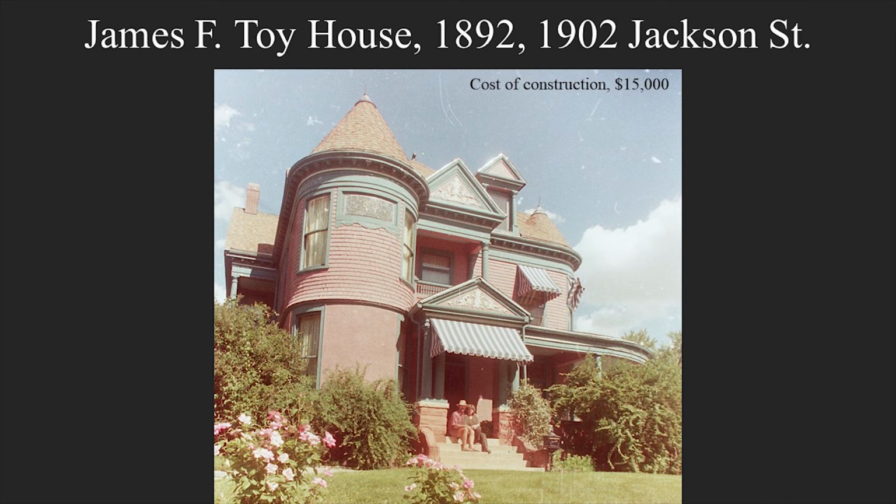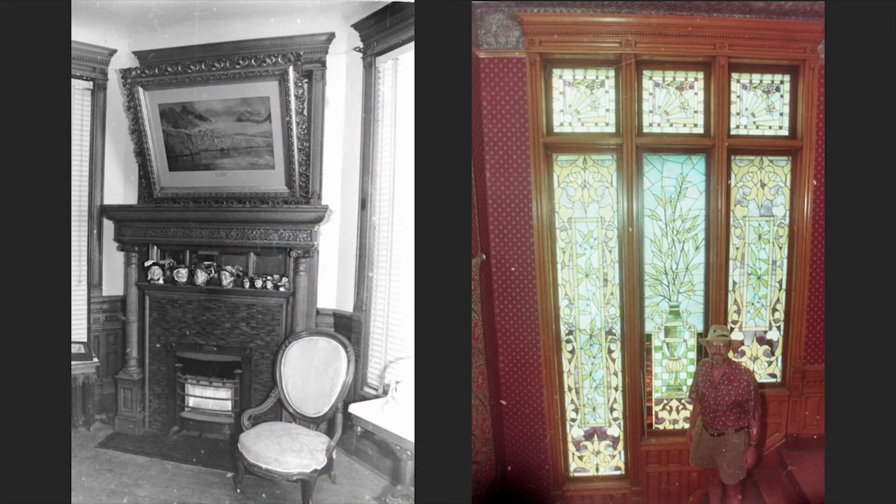The James F. Toy House, which is still standing, was built in 1892 at 1902 Jackson Street. The cost of construction was $15,000. This photograph was taken back when the house was still pink and blue. And this has been featured in several newspaper articles as well.